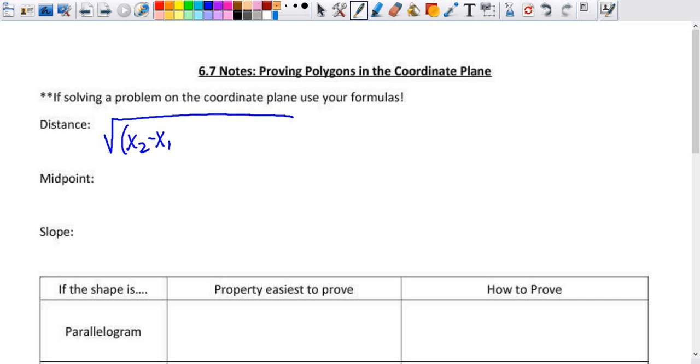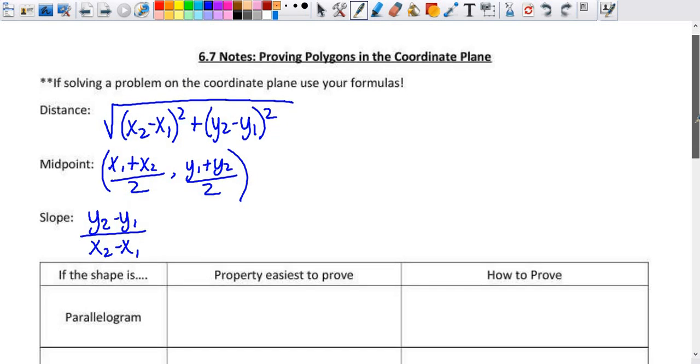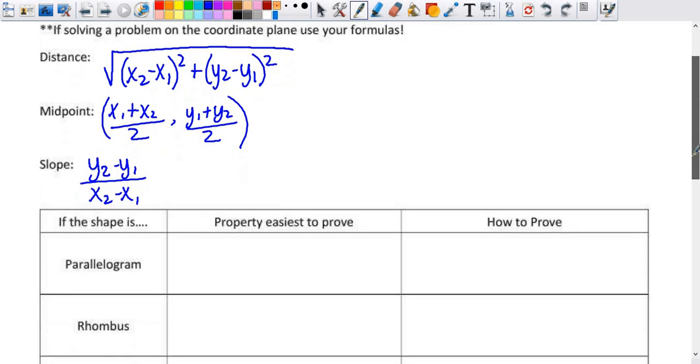So we've got the distance formula: x2 minus x1 squared plus y2 minus y1 squared. All right? Then midpoint is where we should get a coordinate for an answer. We add our x's, divide by 2, add our y's, divide by 2. Then lastly, slope is where we have rise over run, so change in y over change in x, y2 minus y1 over x2 minus x1. All right, so let's figure out when we're going to use those formulas.